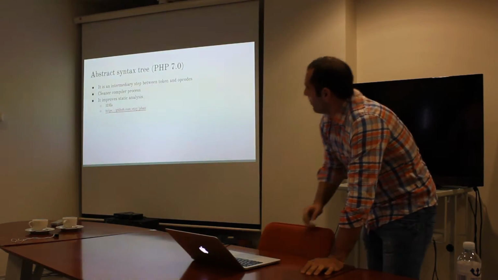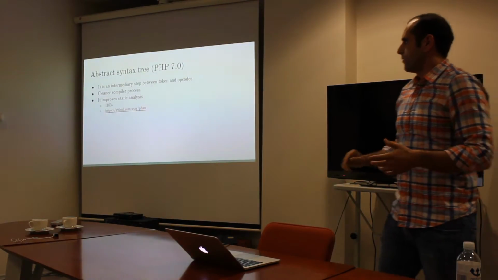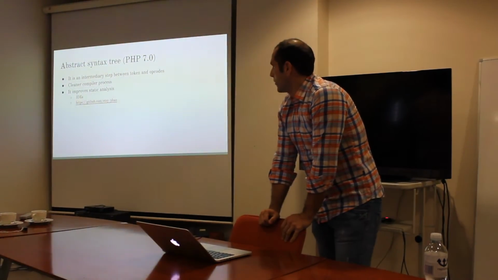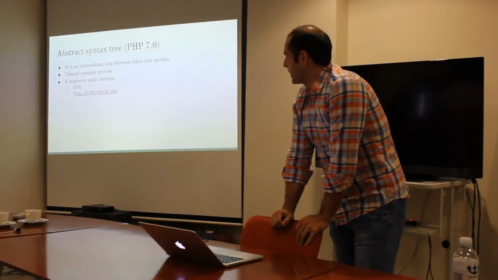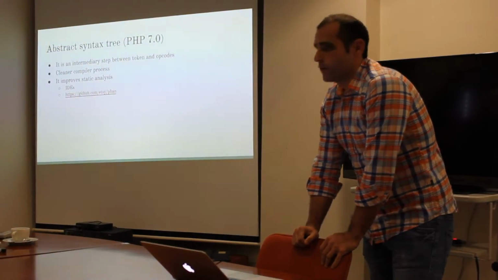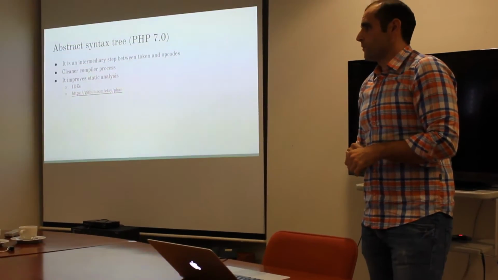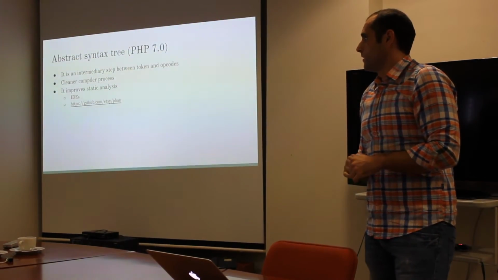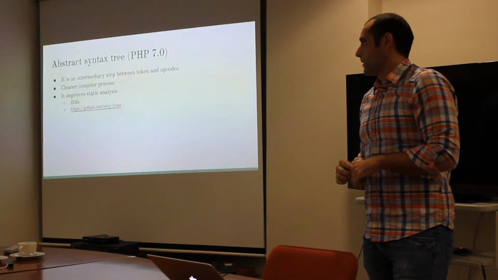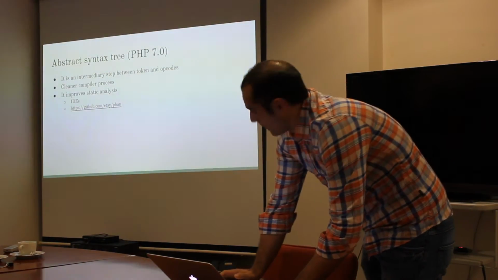About performance, the abstract syntax tree is one new thing being added to the compiler steps. Before, there was the token step and then it went directly to opcodes. But right now for version 7 we use a step which is the abstract syntax tree, used in lots of compilers. And that helps a little bit with the maintainability of the PHP code itself, and it also improves the static analysis a little bit.